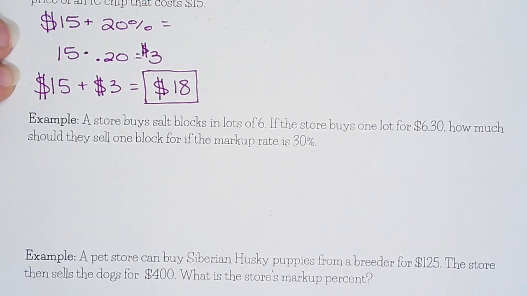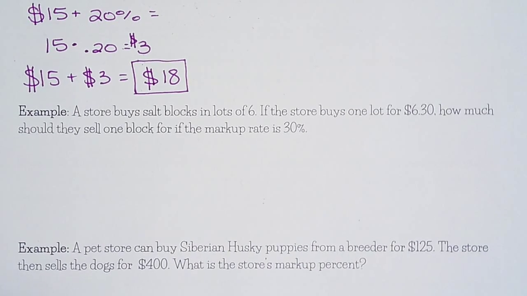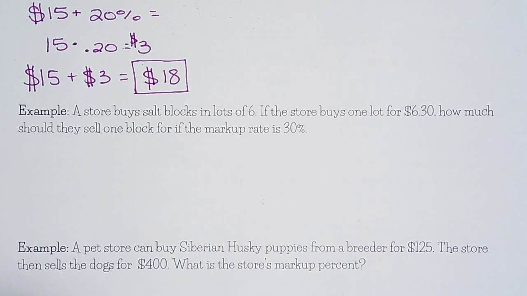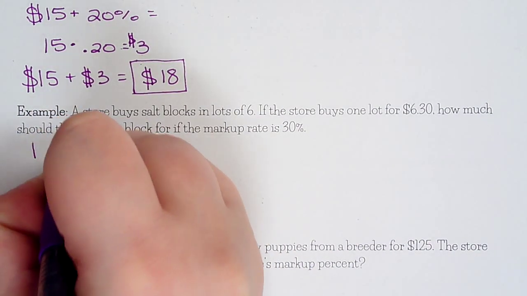Let's see that again. This one's a little bit more challenging though. A store buys salt blocks in lots of 6. So essentially there are 6 blocks in a lot. If the store buys one lot for $6.30, how much should they sell one block for if the markup rate is 30%? Well, we have to start out by finding how much one block is worth.